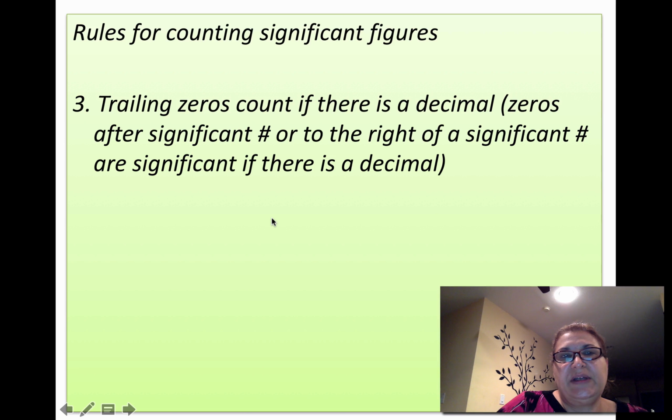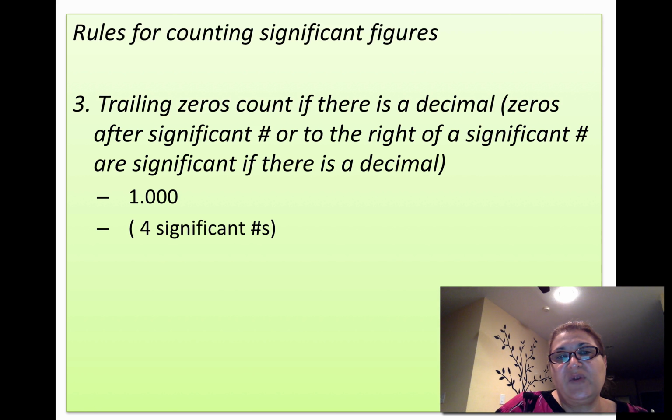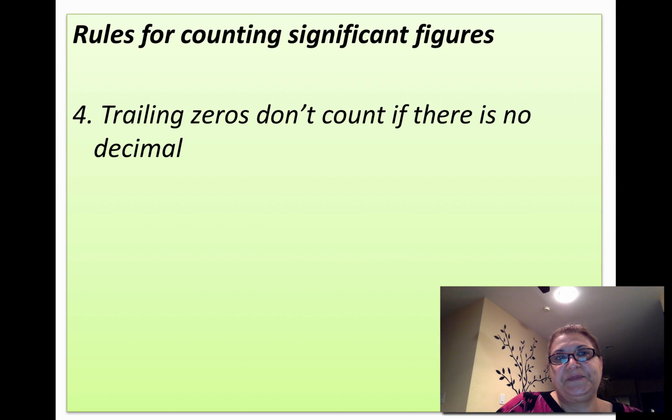Rule number 3, trailing zeros count if there is a decimal. So zeros after significant numbers, or to the right of a significant number, are significant if there is a decimal. 1.000, all these zeros are significant, so we have 4 significant figures.